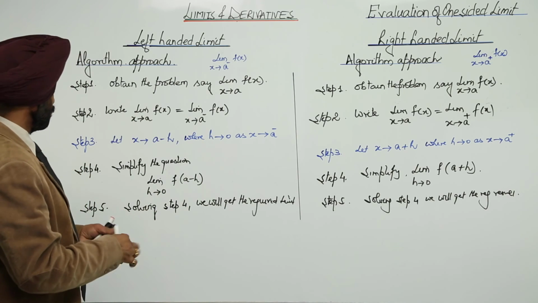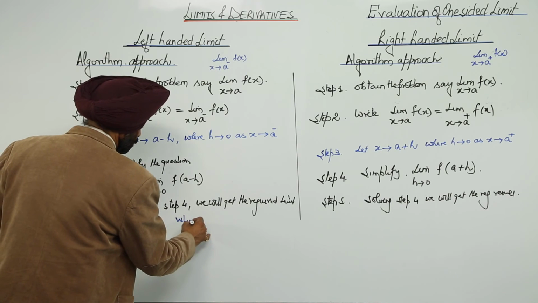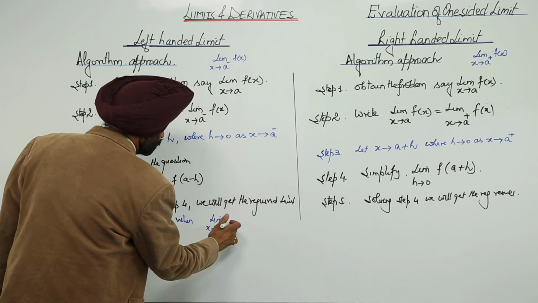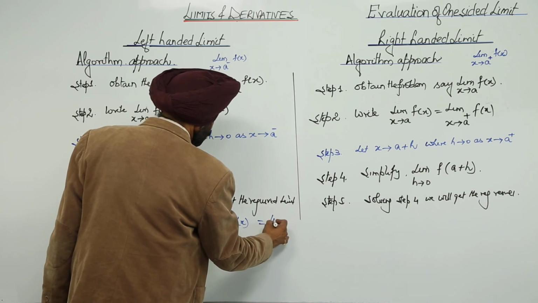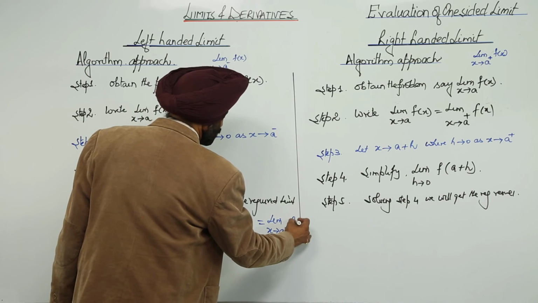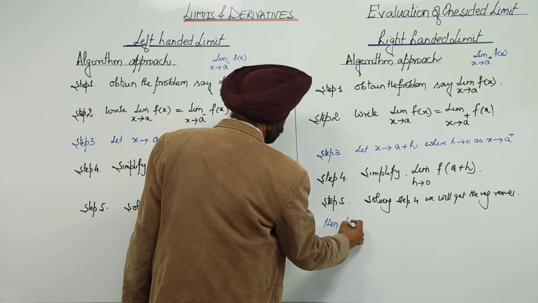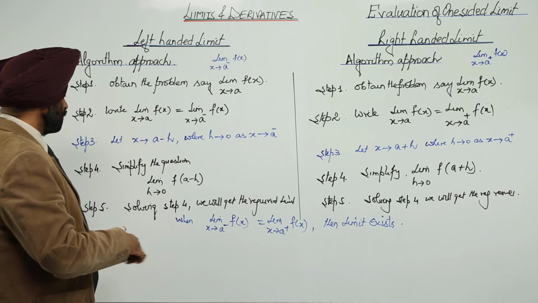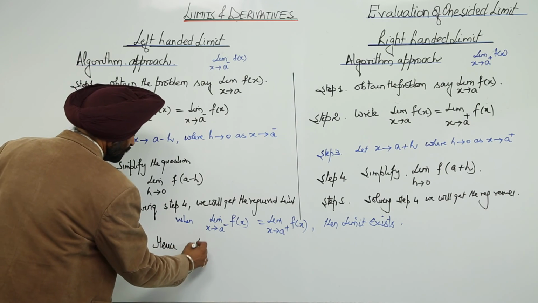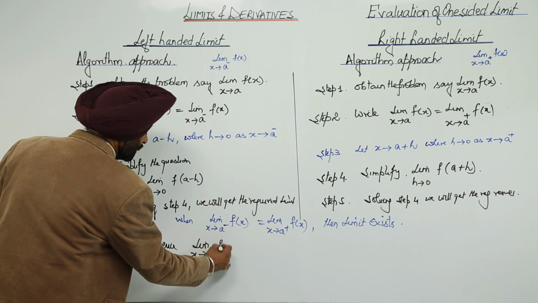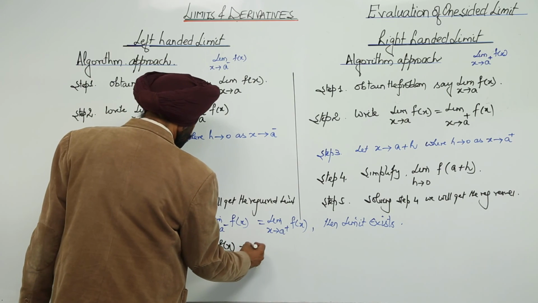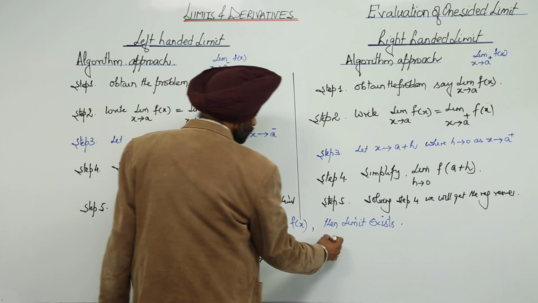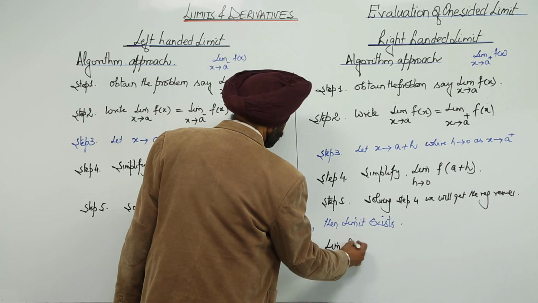Now, the very interesting part is this: when the left-hand limit, that is limit x approaches a from the left-hand side, is equal to limit x approaches a positive of f(x), then the limit exists. Like this we can say, when the limit exists, hence limit x approaches a negative of f(x), negative meaning left-hand limit, is equal to limit x approaches a positive, the right-hand limit, which implies limit x approaches a of f(x).